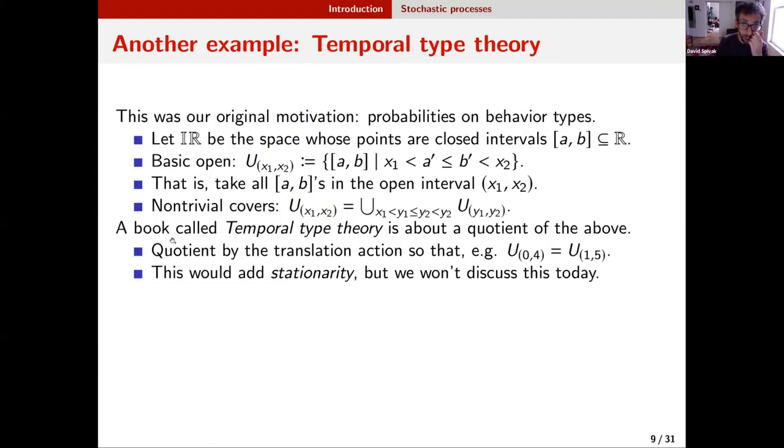Okay. So there's another example besides Go that I'm going to refer to a couple times, namely what I call temporal type theory. My original motivation, and Tobias's too, was to think about behavior types and how they would help us think about stochastic processes. So a behavior type is just a story snippet that can occur over a standard notion of time in some sense. Here, IR, the interval reals, is the space whose points are closed intervals, like 0, 5, and whose basic opens are all closed intervals contained in some open interval. So it's very similar to what we just saw. There are just more reals than there are points in a Go board, so a little bit more is happening. But basically, if you fix an open like 0, 10, then you look at all closed intervals strictly between 0 and 10. And this one has some non-trivial covers.